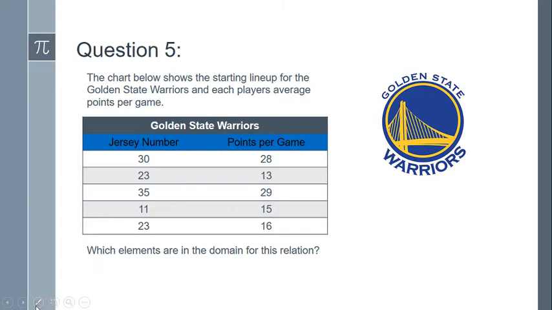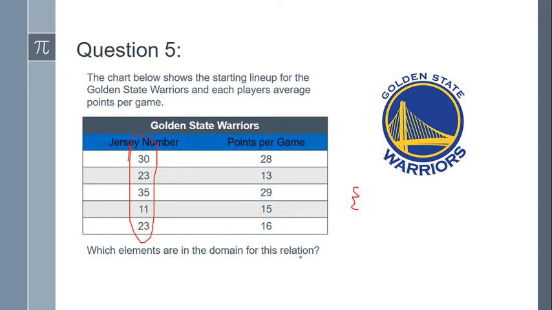So if this chart represents the lineup for the Golden State Warriors and their average points per game, what elements are in the domain of this relation? Well, here they are. They're the x values again. That's all you're looking for. So I'm going to go ahead and write out the set.